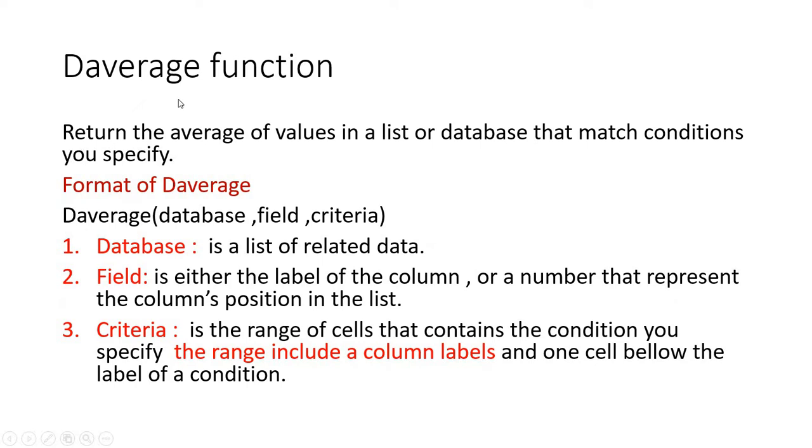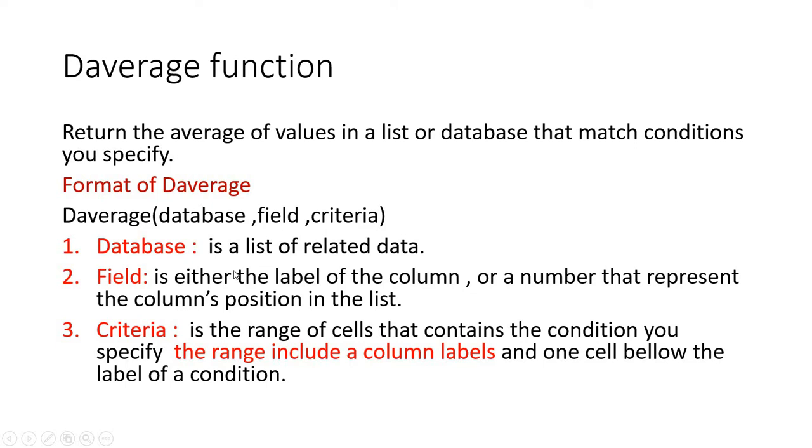Now let's take another function, which is called the DAVERAGE function, which means database average. The DAVERAGE function returns the average of values in a list or database depending on a condition that you specify. The format of DAVERAGE contains three arguments: database, field, and criteria. Database is a list of related data.